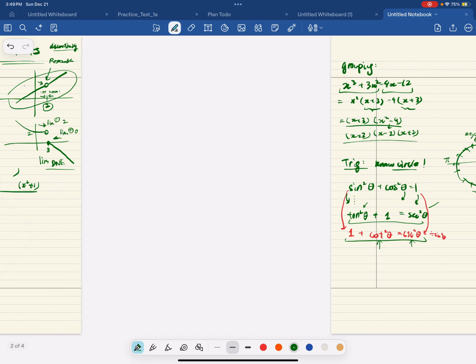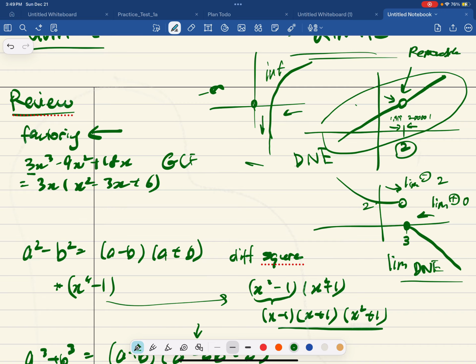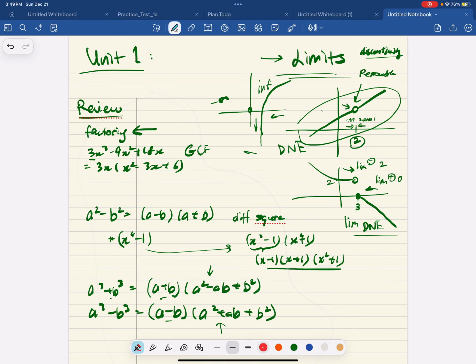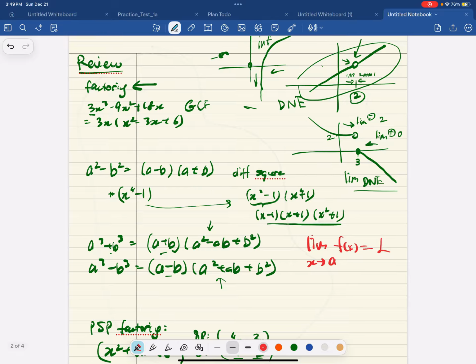And for limits, we already talked about it, but there are a few notations that we totally have to know. Limit as x approaches something. It could have been an a. This is lim of f of x, of the function, is equal to L. That's how we write down the limit.